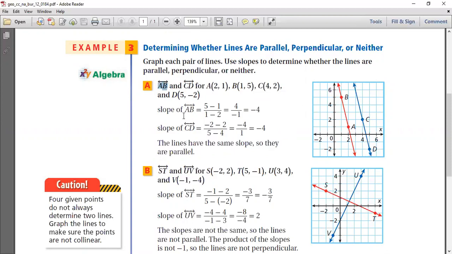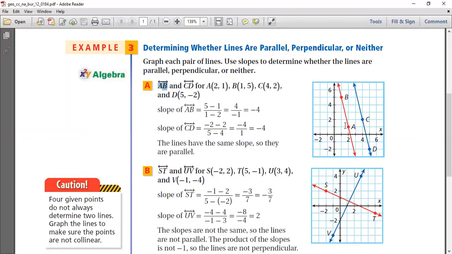Fine. So now the slope of the lines. You already have the coordinates given. You just have to draw the lines. That's all. Once you draw, you can see that they are parallel lines. But they also told you to use slopes to determine whether the lines are parallel, perpendicular, or neither. Now, the slope of AB, so this is x1, y1, x2, y2. So you will find the slope this way. The slope of this line is going to be -4.